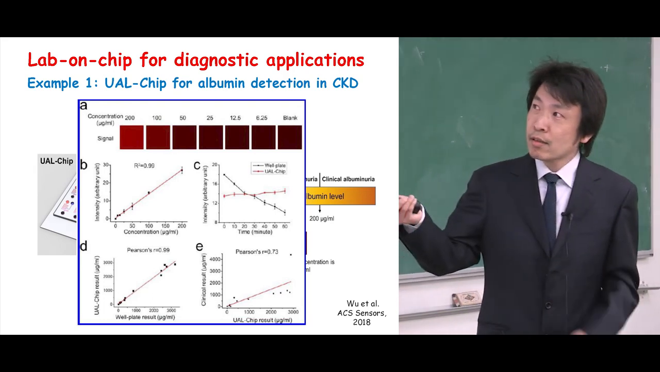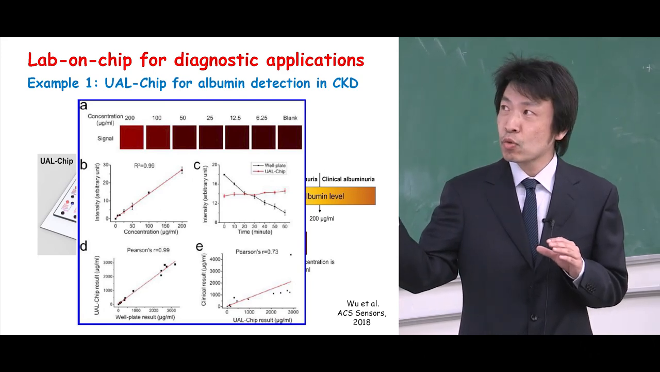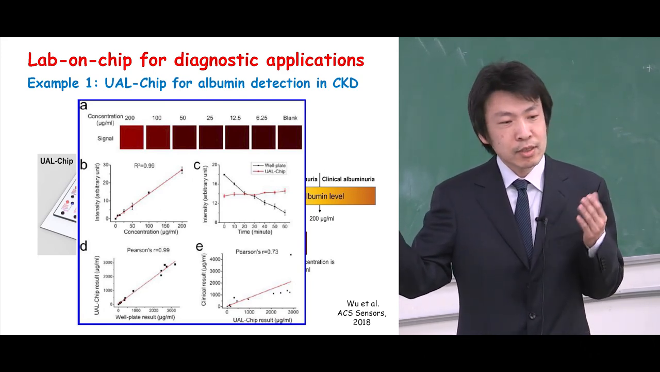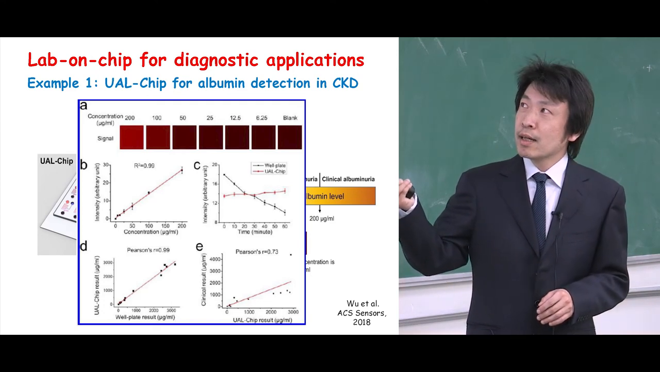So those devices are fabricated in polymer. Now we have a throughput of 16. We can do 16 experiments in parallel on a single device. And then here are the channels.